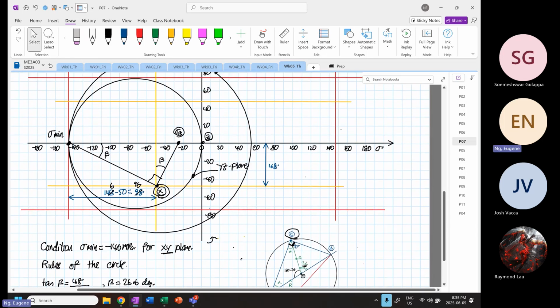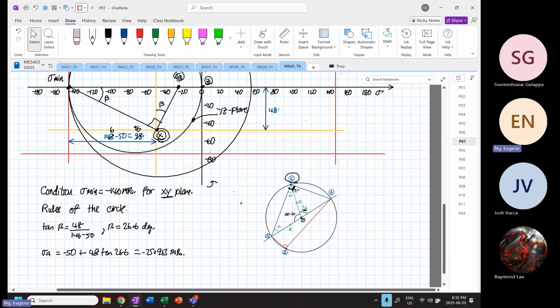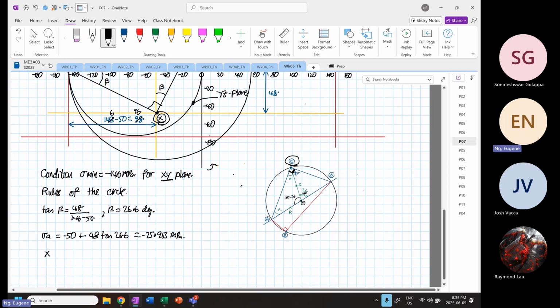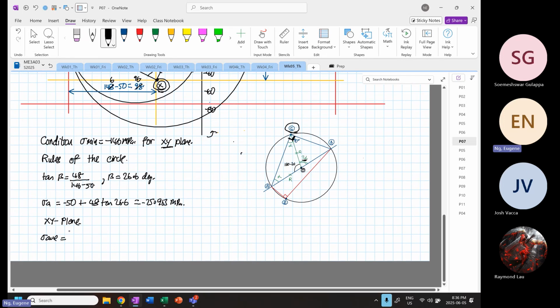Okay. So what we are trying to do here is we are now trying to look for the stress average. We're trying to focus on the XY plane now. Okay. So the stress average will be equal to minus 25.963 minus by minus 146 and then divided by 2. Okay. So 25.963 minus by what? Minus 146 divided by 2 is equal to minus 85.982 megapascal.